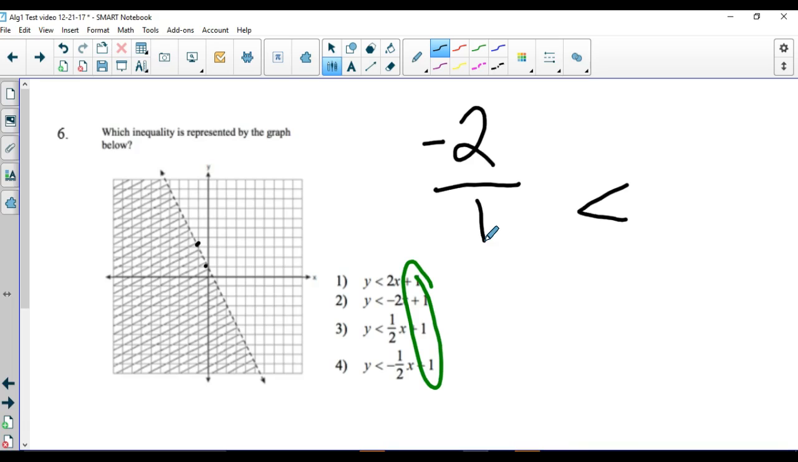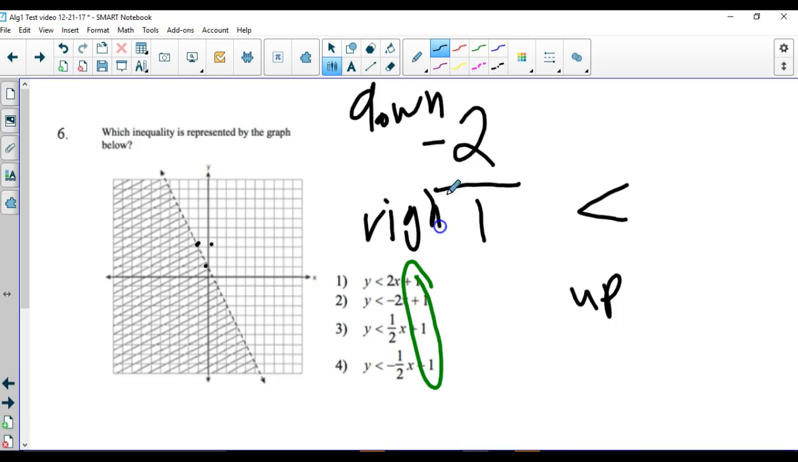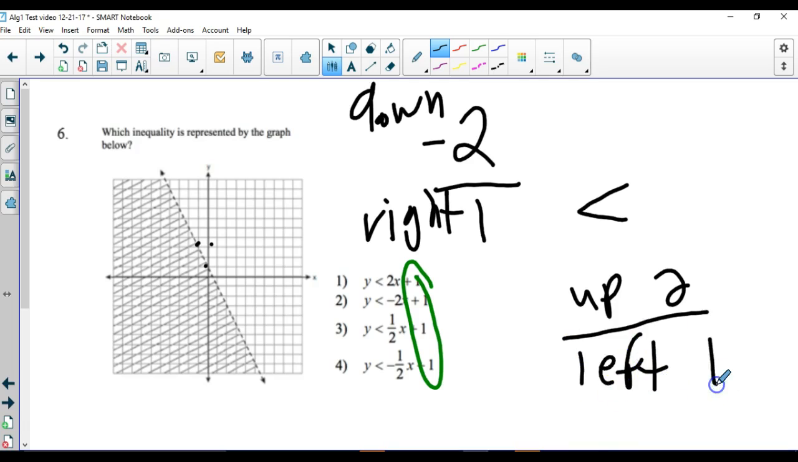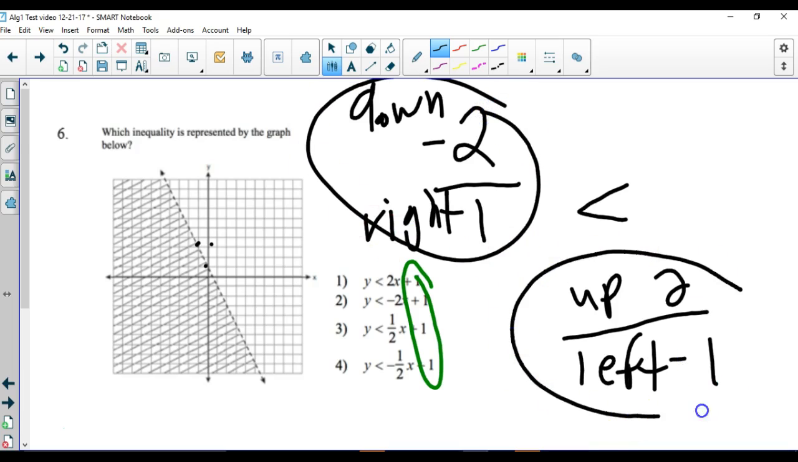Or I went up 2, so in this case I went down and to the right. In this case I went up 2 and 1 to the left. So this tells me something. Either way I go, it's still going to be negative, because negative 2 divided by 1 is negative 2, and 2 divided by negative 1 is negative 2. So my answer in this case is going to be 2.